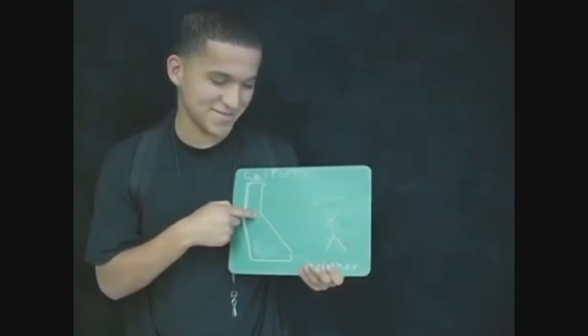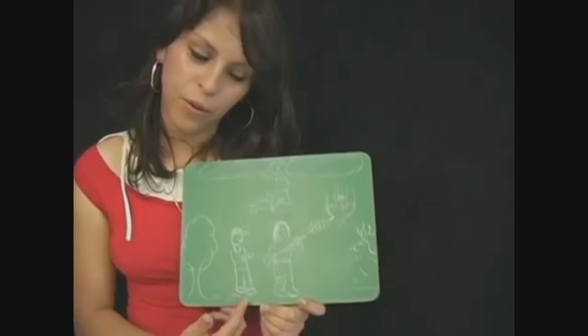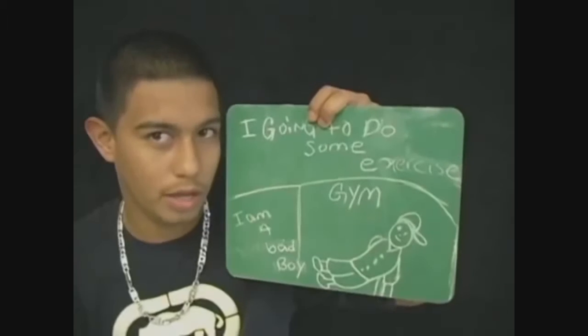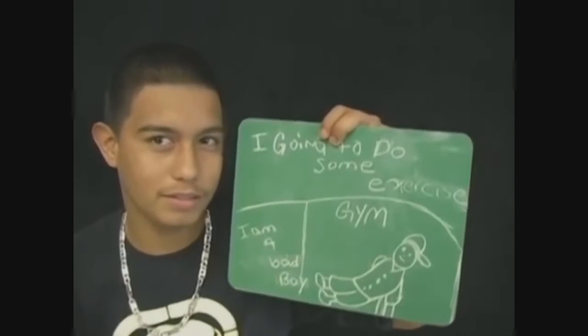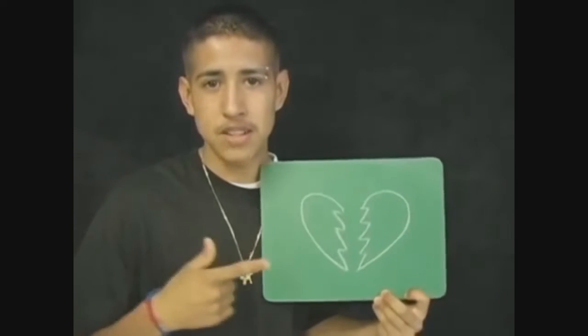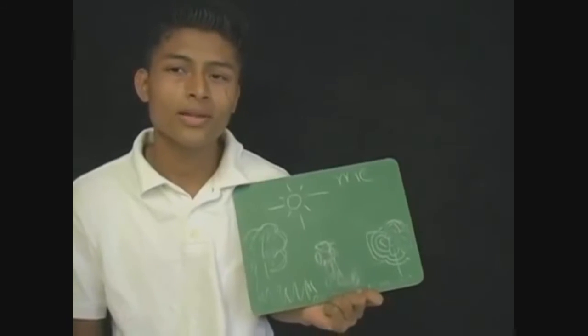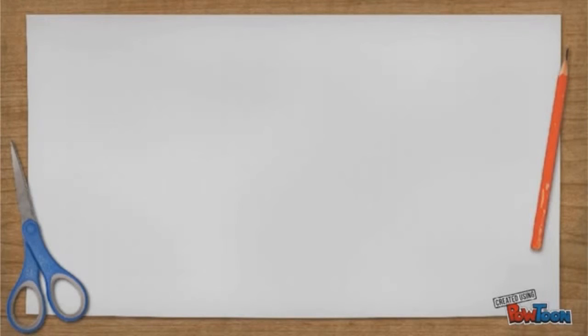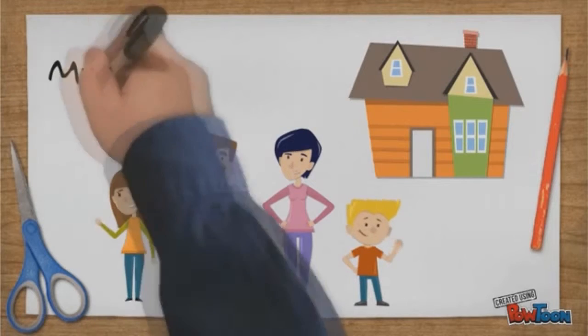I am going to California to visit my stepbrother. I am going to go hunting with my dad. I'm going to see my little sister again. I'm going to do some exercise. I am going to play some heart. I am going to play soccer. We are going out together.